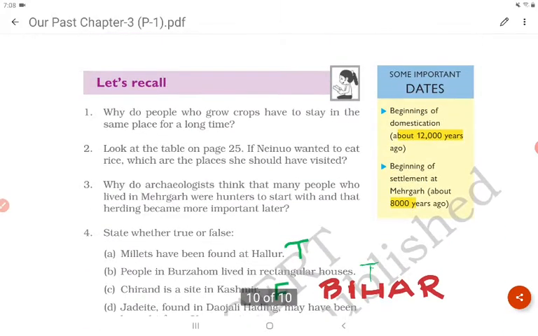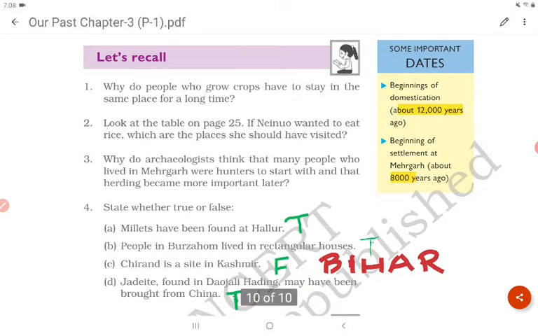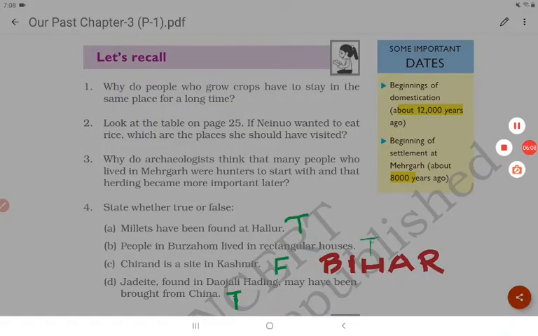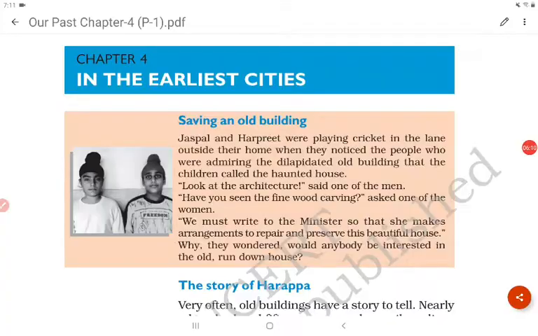So that's all. Beginning of domestication about 12,000 years ago. Beginning of settlement at Mehrgarh about 8,000 years ago. Now let's start chapter number 4, In the Earliest Cities.